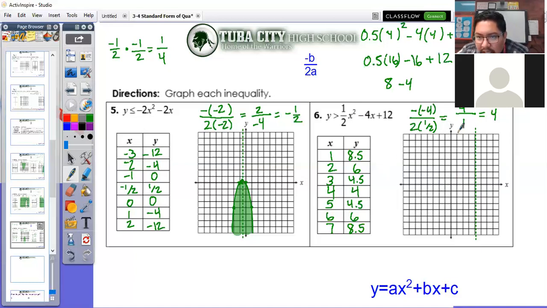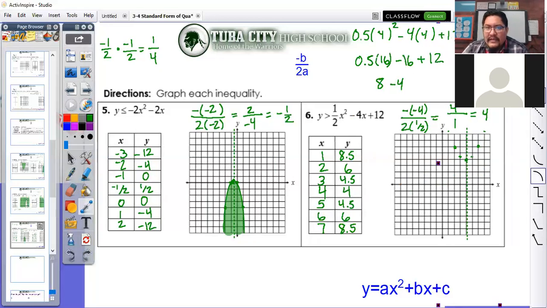So over 1, 8.5. Oops, that's going to be a little bit off the graph. Over 2, up 6. Over 3, 4.5. So 2, 4, and go a little bit halfway between there. Over 4, up 4. Over 5, up 4.5. 6, 6, 7, and then 8.5. That'd be a little bit off the graph right about there. Since it's just barely off, I'm going to go ahead and just put it on there.